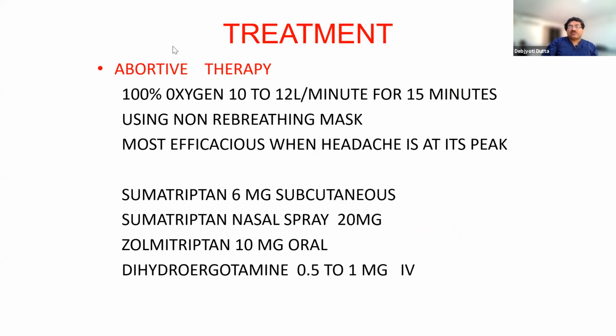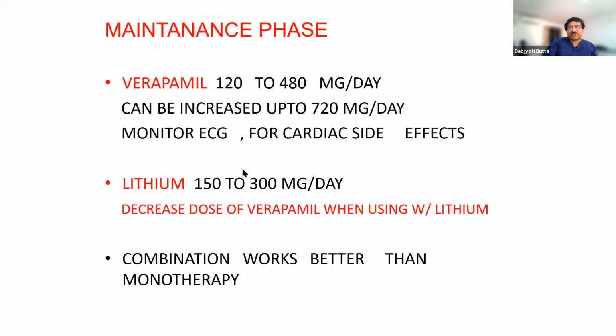Now for the abortive therapy, as I've already told, 100% oxygen, 10 to 12 liters per minute for 15 minutes using a non-rebreathing mask helps in reducing the headache. Otherwise, it is difficult to achieve this concentration. It is most efficacious when the headache is at its peak. Sumatriptan 6 milligrams subcutaneously, or sumatriptan nasal spray 20 milligrams, or zolmitriptan or dihydroergotamine can be used for aborting the attack.